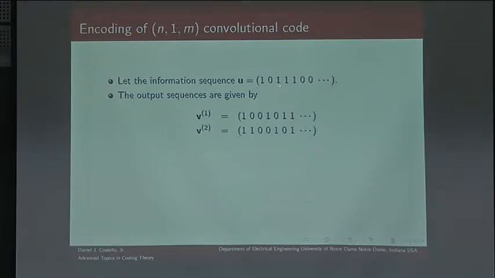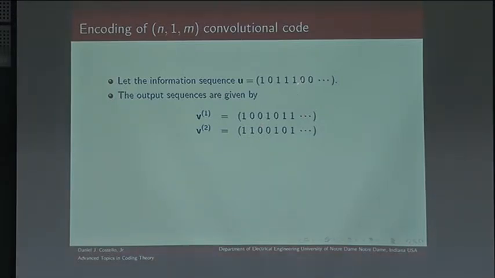The next input bit is a 1. 2 time units in the past is also a 1. 1 plus 1 is 0, so we get the 0. The next one is a 1. 2 time units in the past is a 0. 1 plus 0 is 1. So that's the way this sequence is generated.